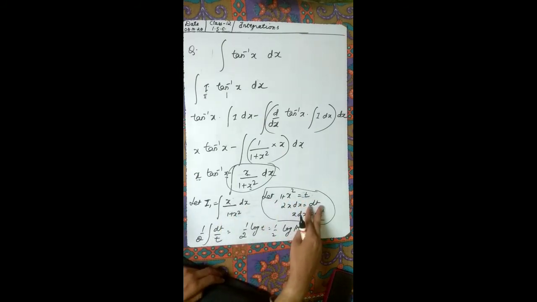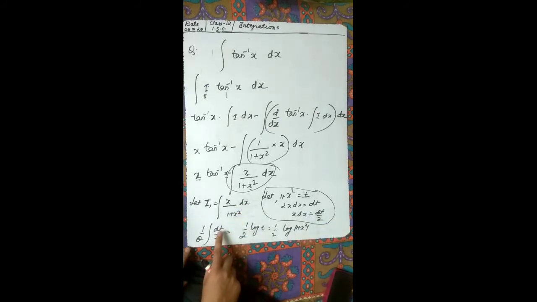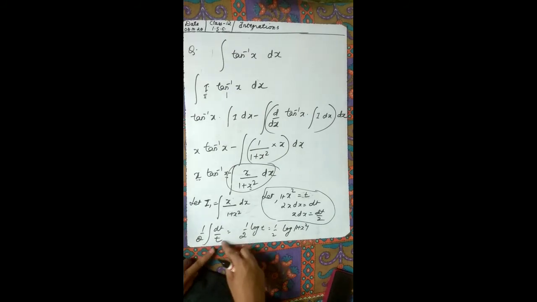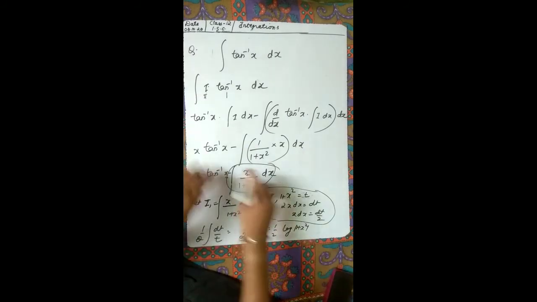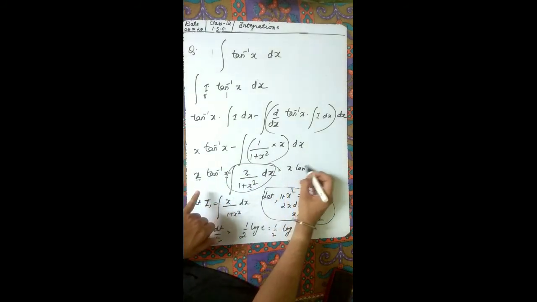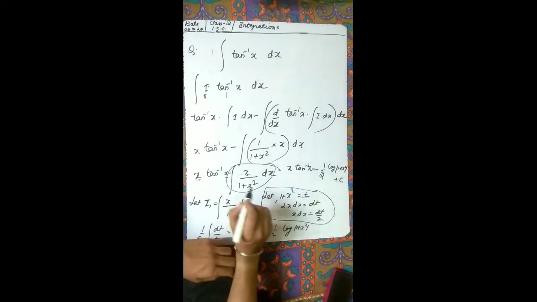On differentiating, 2x dx is equal to dt, so x dx will be dt upon 2. So in place of x dx we can put dt upon 2. I've taken 1 upon 2 out and 1 plus x square as t, so the integration of this will be 1 upon 2, 1 upon t. Integration is log t, put t as 1 plus x square, so 1 upon 2 log of 1 plus x square. Now you put here: x tan inverse x minus 1 upon 2 log of 1 plus x square plus c will be the integration.